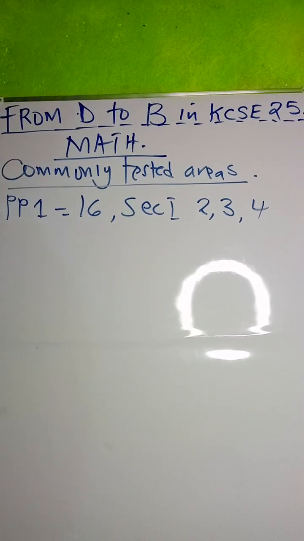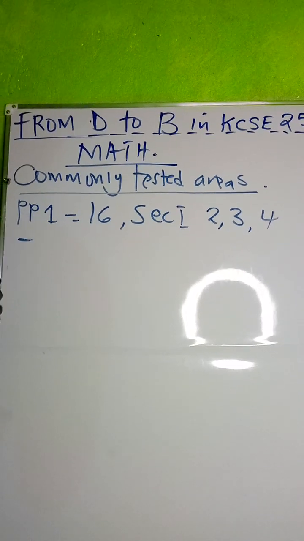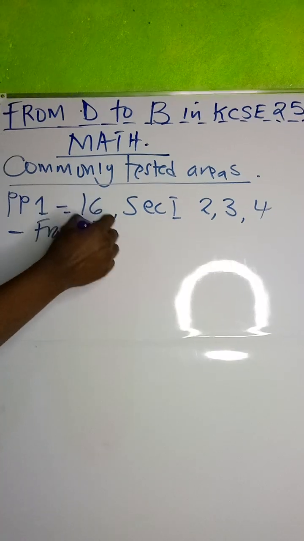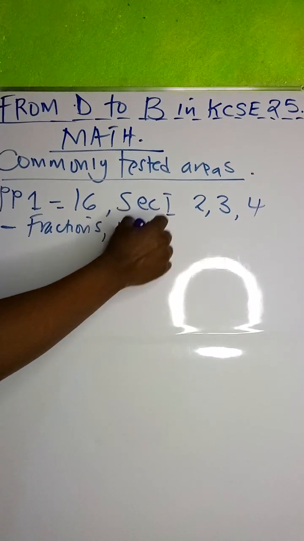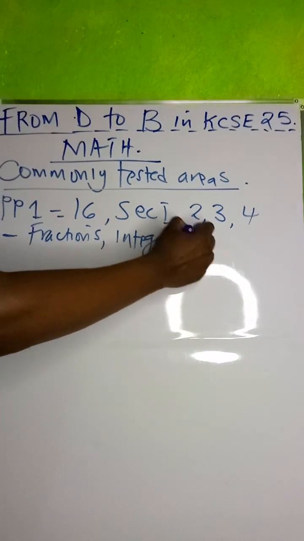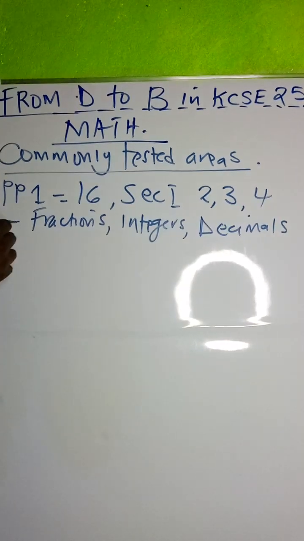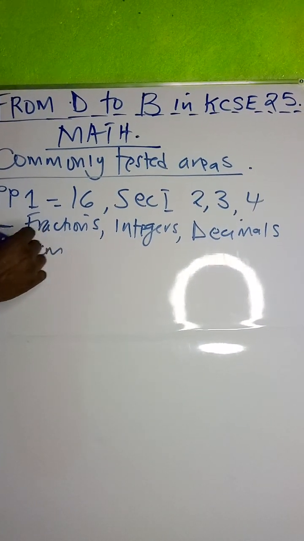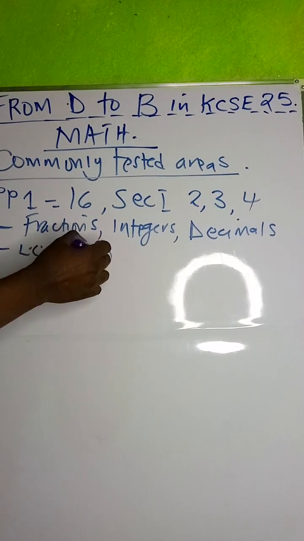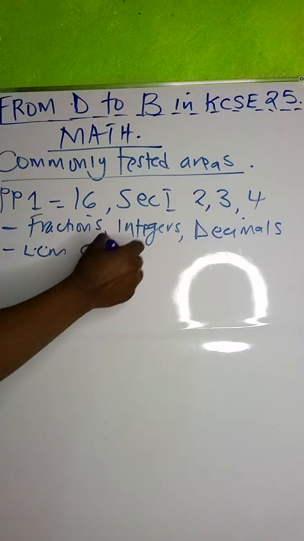These are some of the common topics which are tested in section 1. We have the numbers, which include fractions, integers, and decimals. This is normally question number 1. We also have other areas like LCM and GCD. We also have mostly the Form 1 and Form 2 topics. We have questions like polygons.